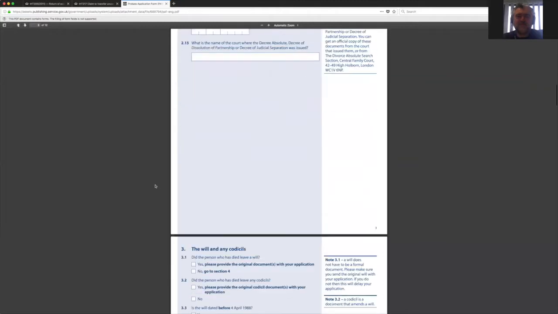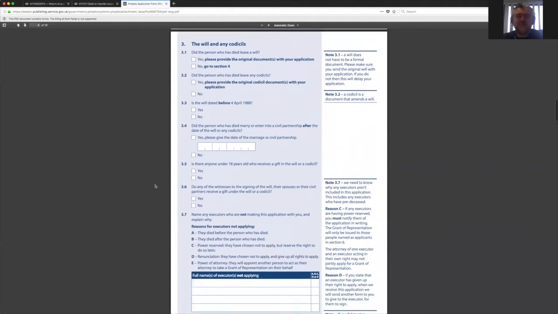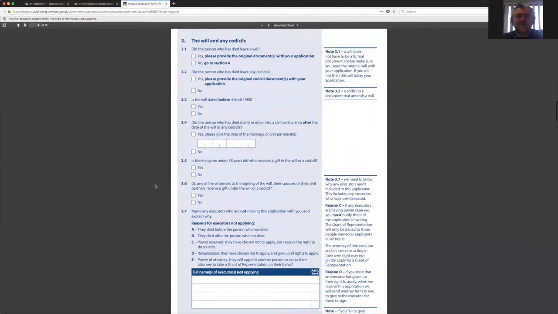Question 3, the will and any codicil. A codicil is an amendment to the will which has been properly executed. Just to clarify or highlight a few points here, question 3.4. The issue here is that a will is automatically revoked by a later marriage or civil partnership unless there is a special clause in the will avoiding this consequence. If there was a will revoked by a later marriage, then the risk is that the deceased may have died intestate, which may affect who is entitled to inherit under the will.